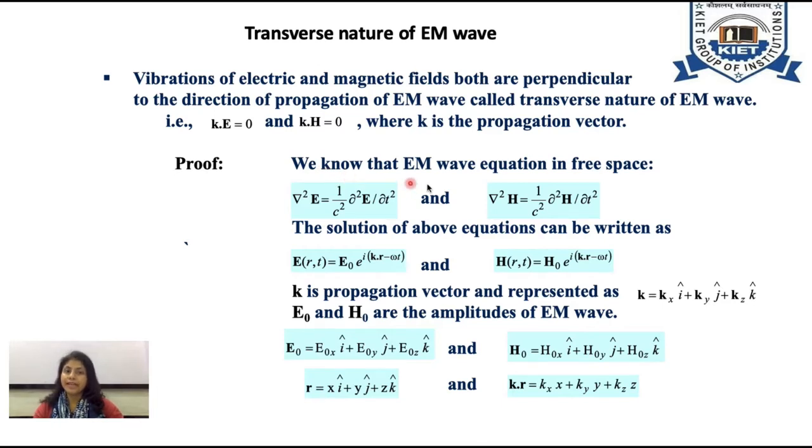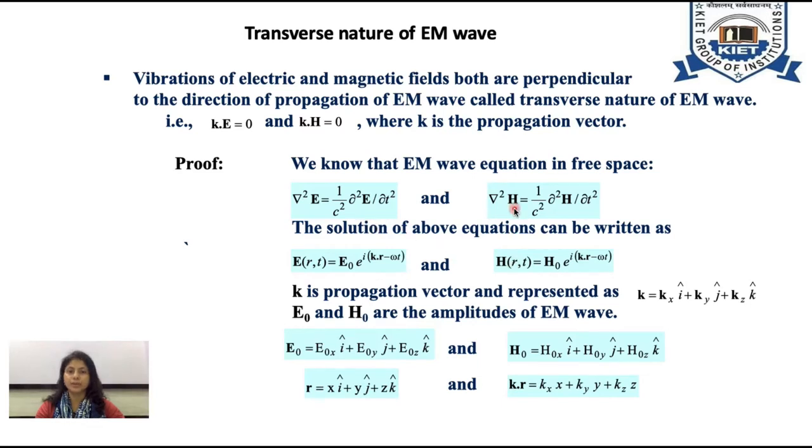We know that the EM wave equation in free space is given by del square E is equal to 1 by c square del 2 E over del t square. In terms of H, del square H is equal to 1 by c square del 2 H over del t square. These are the differential equations, and the solution of the above equations can be written as E is equal to E naught e to the power i (k dot r minus omega t), and H is equal to H naught e to the power i (k dot r minus omega t). This is the solution of this equation.